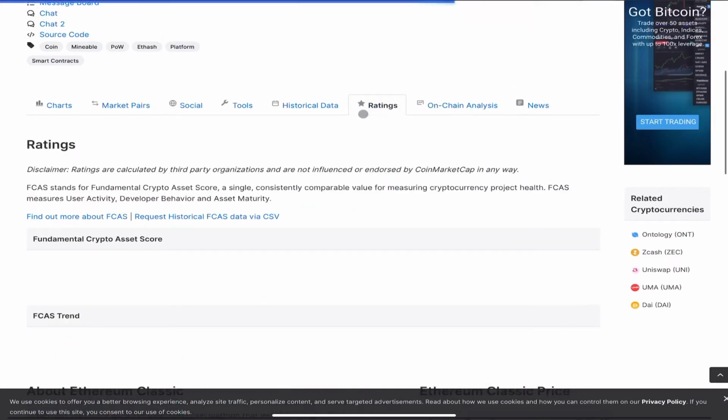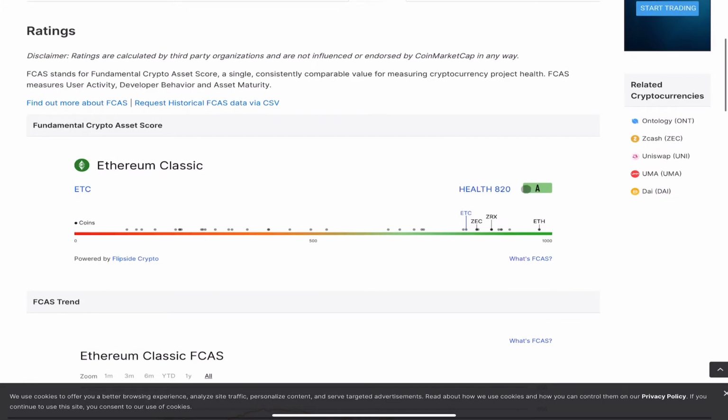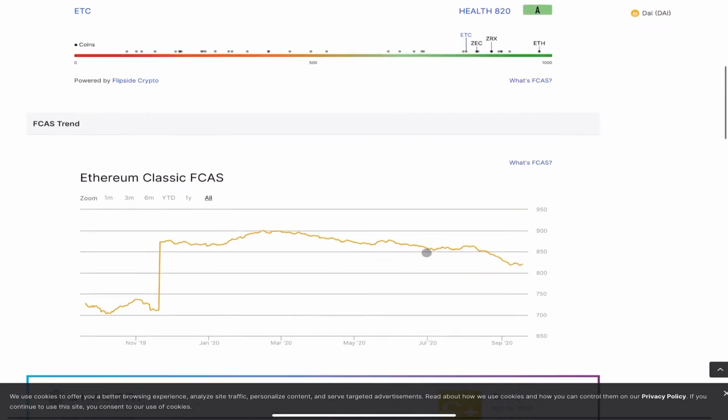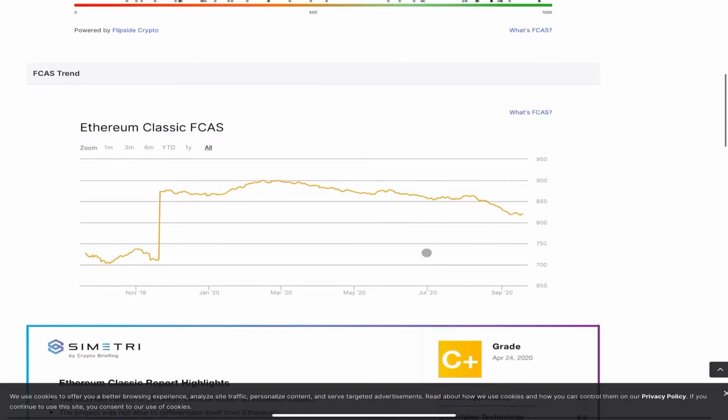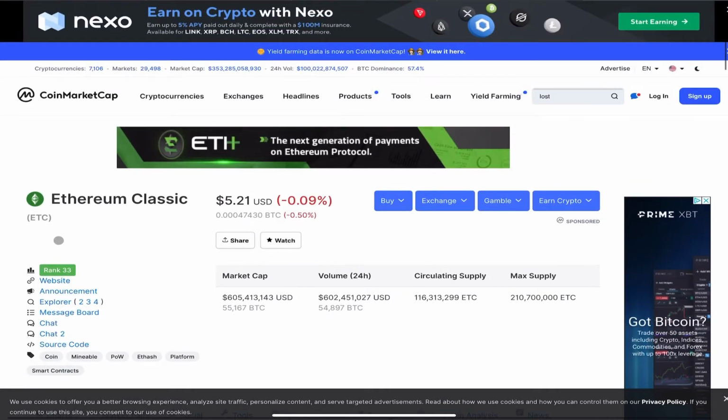Let's see what the rating is. So it's got a healthy rating. It's got an A rating, which is not surprising because Ethereum has a fantastic rating. So it's got a C+ rating by Symmetry. It's definitely an investable project.